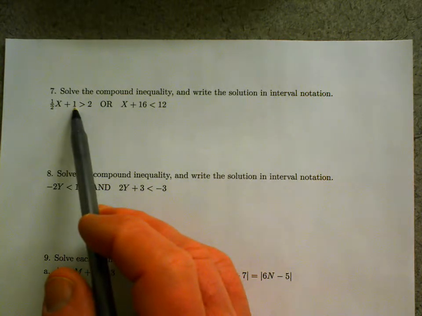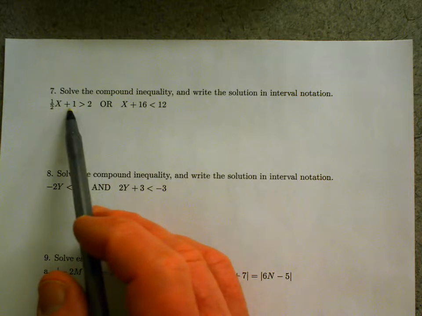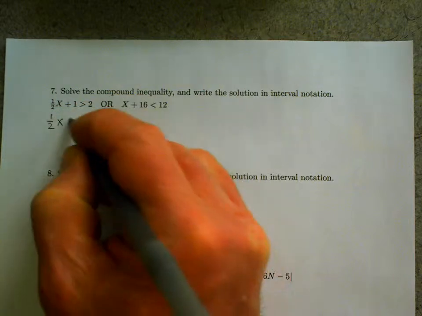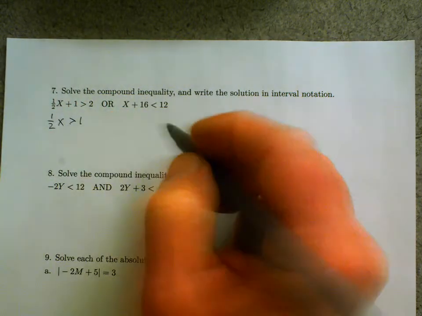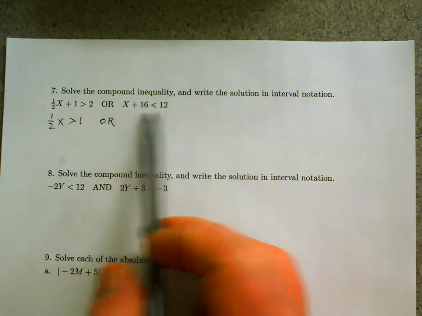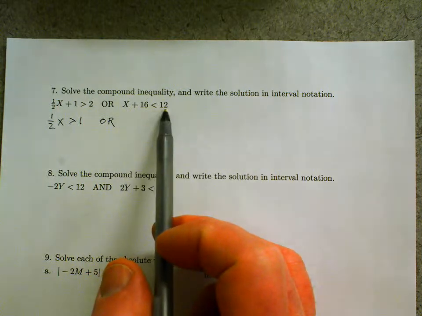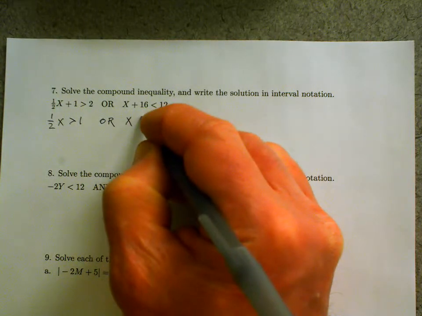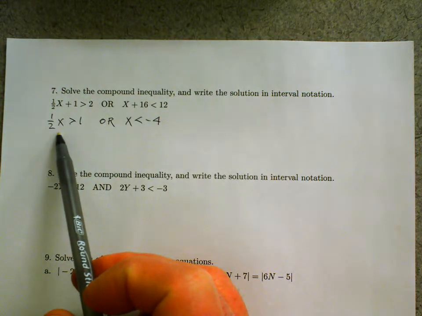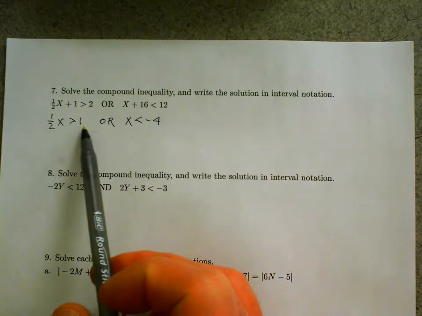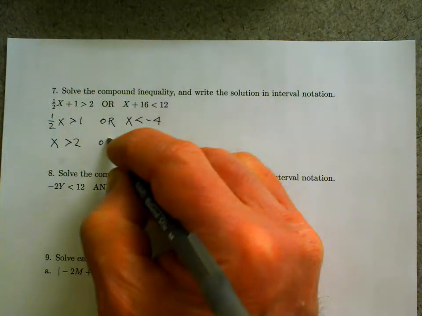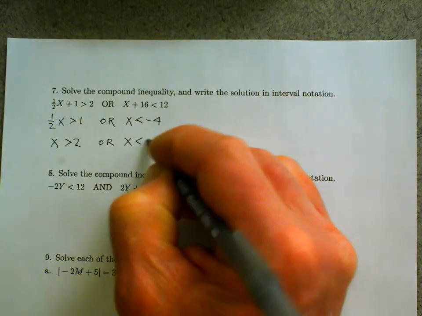Okay, so let's solve the one on the left first. Begin by subtracting 1 from both sides. So we get 1/2 x is greater than 1. Let's go ahead and solve this one. If x plus 16 is less than 12, then x is less than -4. And then there's one more step for the one on the left. 1/2 x is greater than 1. Multiply both sides by 2. We get x is greater than 2, or x is less than negative 4.